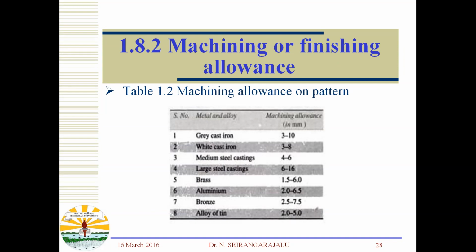Gray cast iron 3 to 10 mm, white cast iron 3 to 8 mm, medium steel casting 4 to 6 mm, large steel casting 6 to 16 mm, brass 1.25 to 6 mm, aluminum 2 to 6.5 mm, bronze 2.5 to 7.5 mm, alloy of tin 2 to 5 mm.